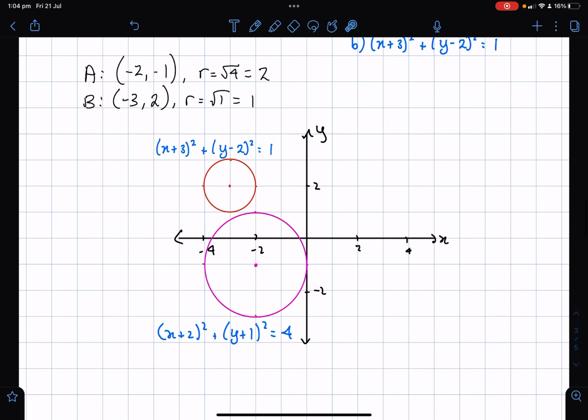All right, hopefully that enlightens you a little bit on the center radius form of a circle. We've done finding the equation from words, finding the equation from a graph, and then graphing from an equation as well. Should keep you in good stead.